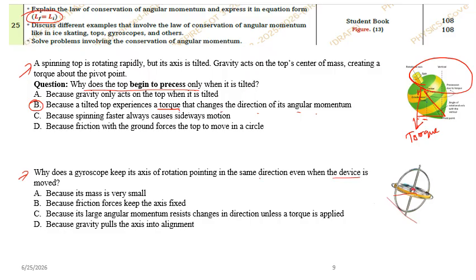See, even though this is moving, the axis of rotation will keep in the same direction. Why is that? Because its mass is very small? That's wrong. Because of friction? No. Because the larger momentum resists the change in direction. Yes. As it moves faster, it has a larger momentum that will not allow the object to change its direction. Okay, so C will be the correct answer.